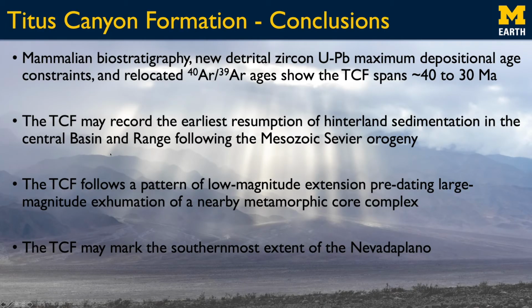And finally, I'll leave you with these conclusions. The Titus Canyon Formation, we believe, spans approximately 40 to 30 MA across the Eocene-Oligocene boundary, and it might be the oldest Cenozoic hinterland deposit in the Central Basin and Range. The Titus Canyon Formation matches the patterns shown by hinterland deposits farther north, and also might be one of the southernmost basins deposited on the hypothesized Nevada plano.